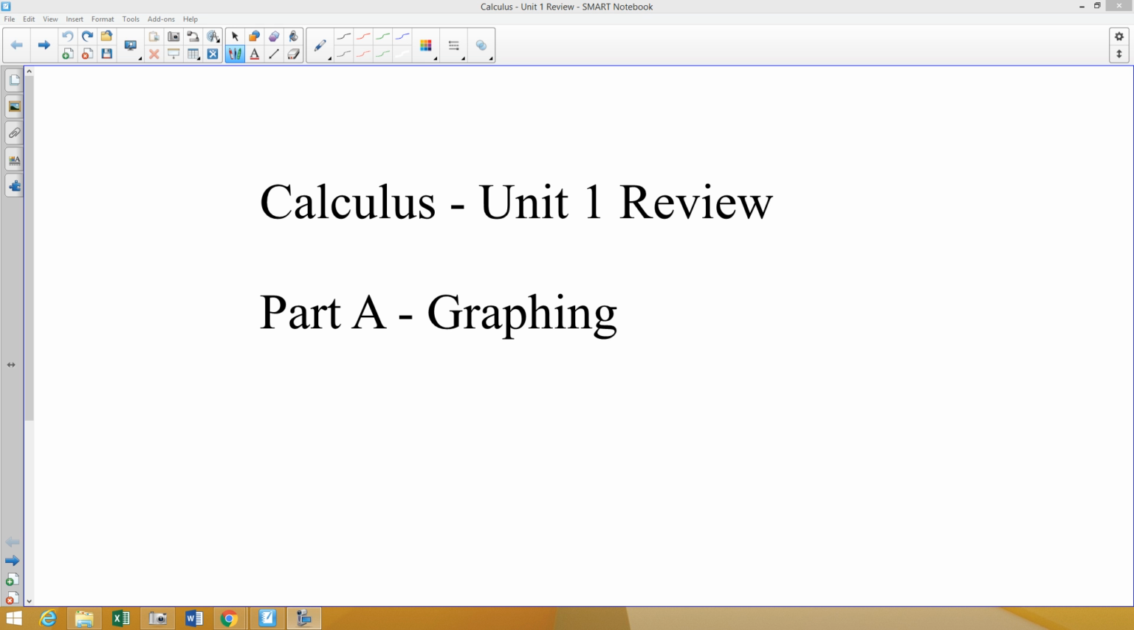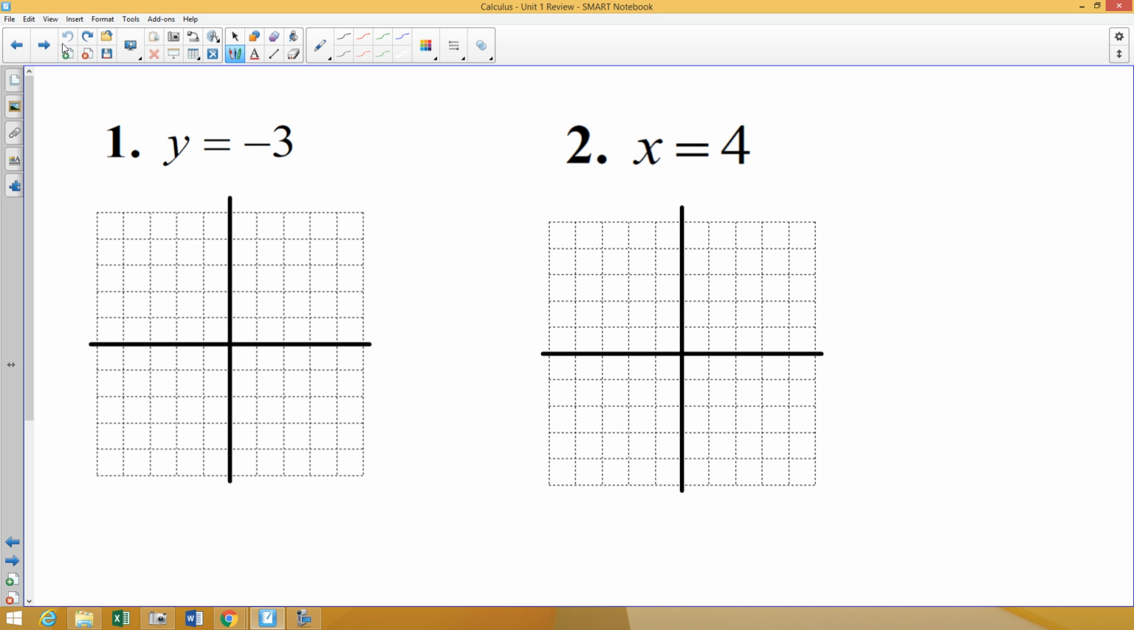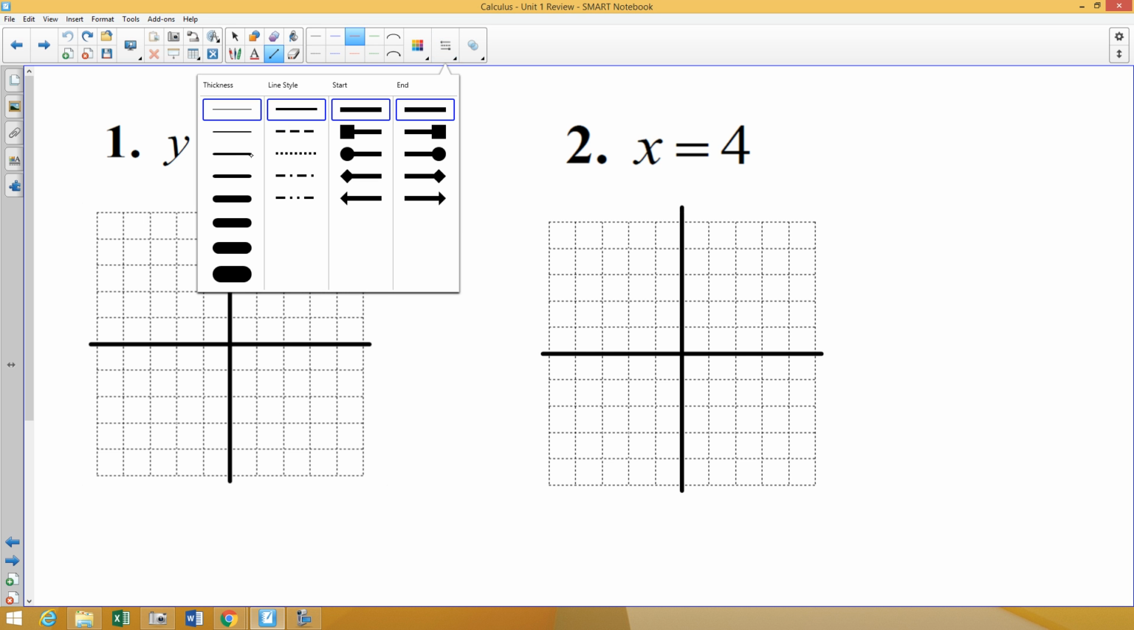Alright, here's part 1 or part A of our Unit 1 review. And so we're just graphing. I'm going to go through most of these fairly quickly because there's just not much to it other than remembering what the graphs look like.